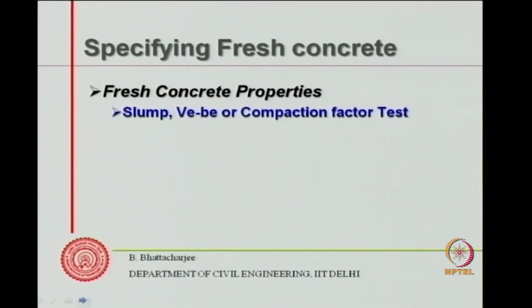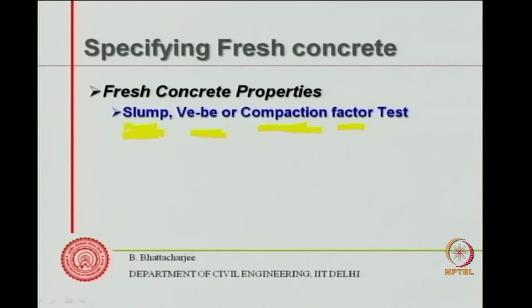Now we said fresh and hardened concrete properties. Although we have not really defined the various kinds of properties of concrete as yet, which we shall do in our successive modules. Fresh concrete properties are specified in terms of some engineering characteristics called slump, VB, or compaction factor. These are some engineering properties devised for measurement of fresh concrete properties. What these values are, we'll come to in detail sometime later on.